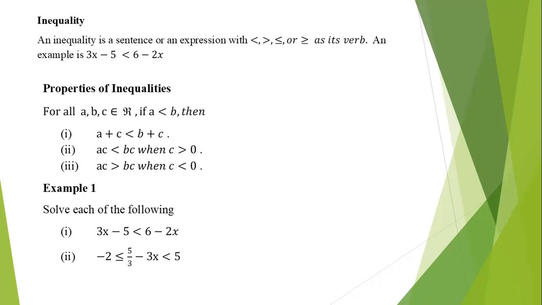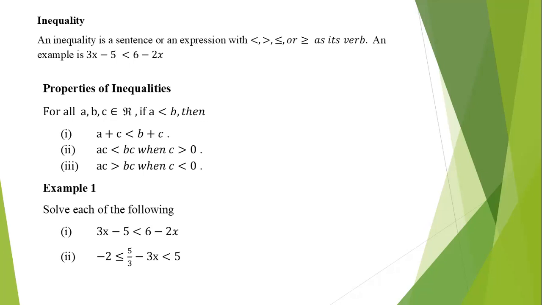Now, this is a double inequality. Whatever you are doing to the first side, you must also do to the second side. That is what it means. Now, I want to find the value of x, the second question. The first thing I will do is to take minus 5 over 3 to the other side of the inequality.